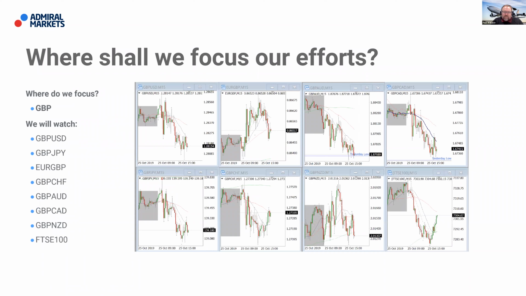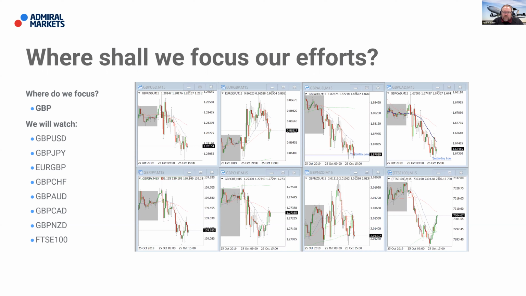So what does it mean when I say I'm going to focus on sterling? Well, I'll show you a little bit in a moment when we switch across to the Admiral Markets MetaTrader platform. But here I just have an intraday profile set up for those three currencies. For the sterling setup, I'll have the pound against the dollar, the pound against the Japanese yen, the euro against the sterling, the pound against the Swiss franc, the pound against the Aussie, the pound against the Canadian dollar, the pound against the New Zealand dollar, and just to keep it neat, I'll also have the FTSE 100, which is the UK equity index.